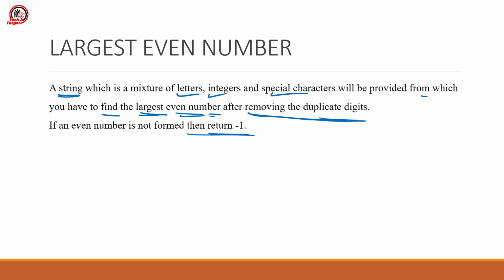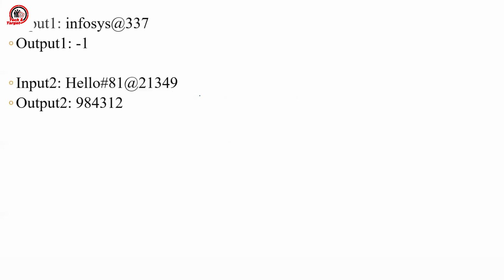Now, if there is no even number present in the given string, then you have to return -1. So you have to print the maximum even number or the largest even number if it exists, or if the even number doesn't exist, then you have to print -1. So this is the problem statement that they have given. Let us try to see some examples and understand it in a much better way.